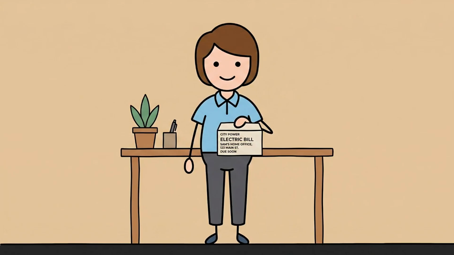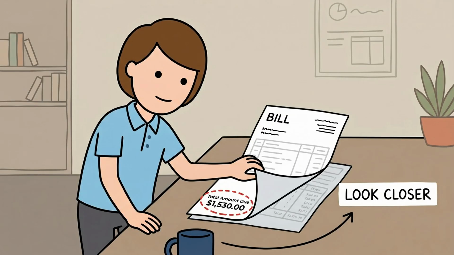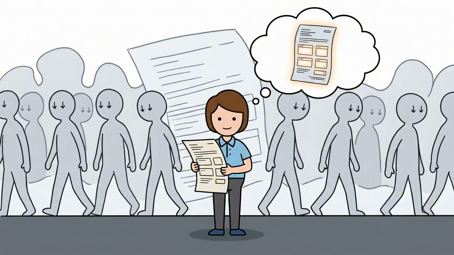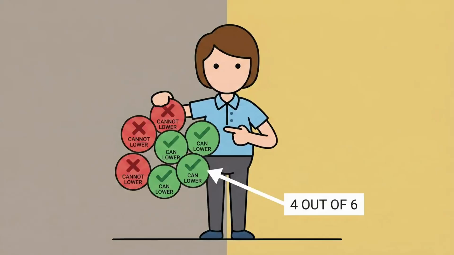Open your electric bill. Look past the total amount due. Do you see words like delivery, supply, transition charge, or distribution adjustment? Most people glance at the bottom line, pay it, and move on. But hidden inside that bill are 6 different charges, and 4 of them you can actually lower.